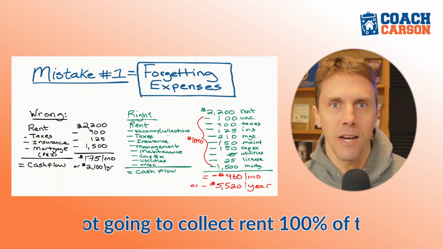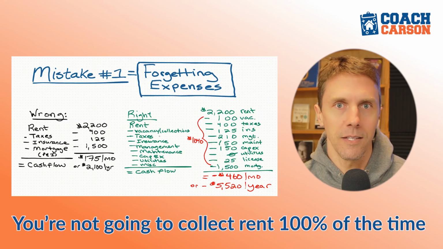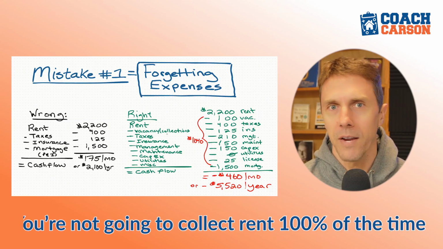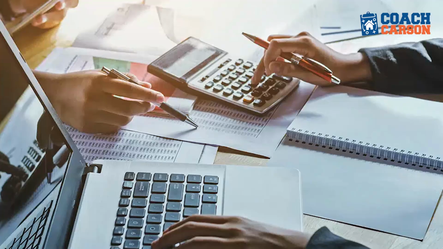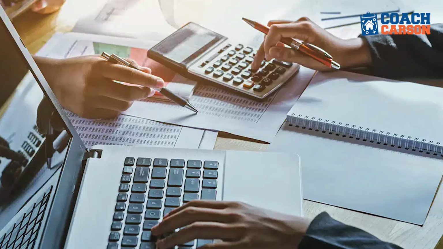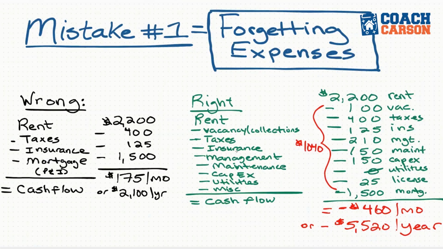This just means that you're not going to collect rent 100% of the time. Like, let's say the property is vacant 1 month every 2 or 3 years while it turns over. Well, that's money you're not collecting. So when you run the numbers up front, you need to account for that. You also have taxes and insurance like we talked about. That's correct. But you also have management expenses.